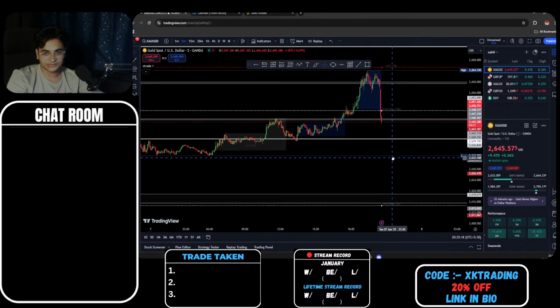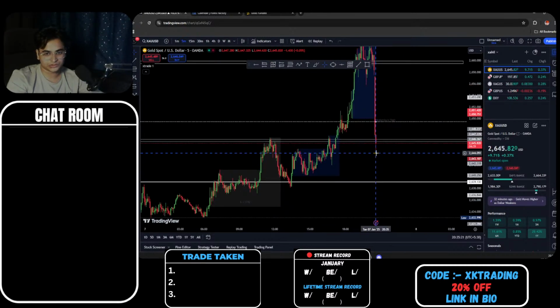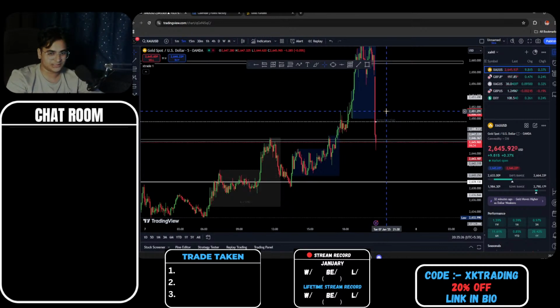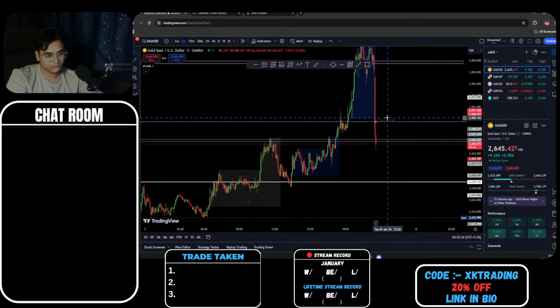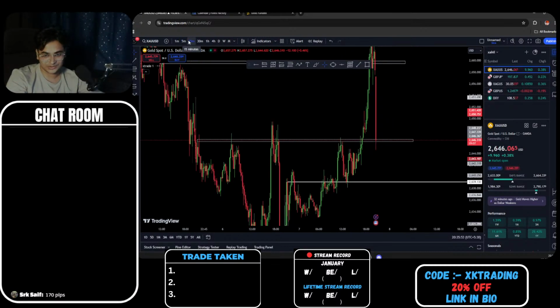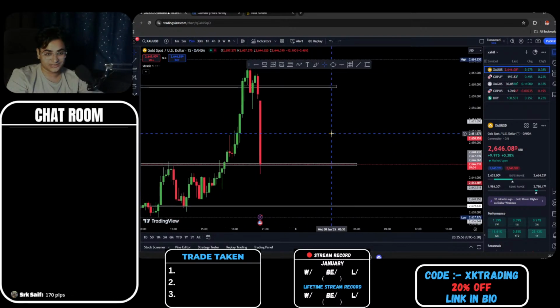So that's my idea. But if you want to close, and you're already up around 100 pips, then look at how much you are up in percentage on the funded account. If you are up more than 3 to 4%, close 90% of the position and let the 10% run. Okay, 170 pips. Yeah, I see 170 pips. It's a crazy move, to be honest.